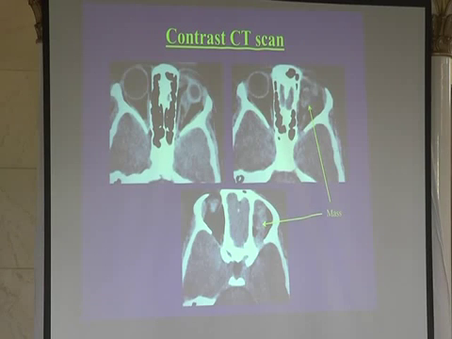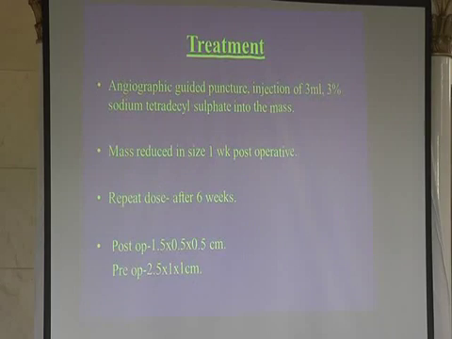These are the pictures of the contrast CT scan, which is showing the mass. After confirmation of the mass angiographically, under angiographic guidance we punctured the mass and injected 3 ml of 3% sodium tetradecyl sulfate into the mass. The mass reduced in size 1 week post-operatively. Repeating the same procedure, a second injection of sclerosant was given at an interval of 6 weeks.